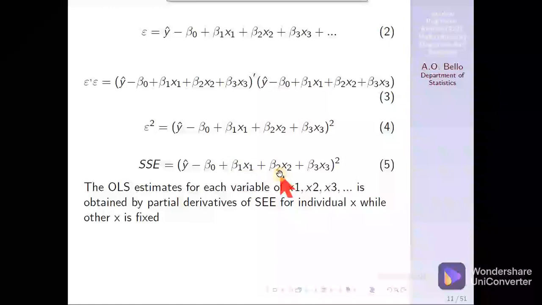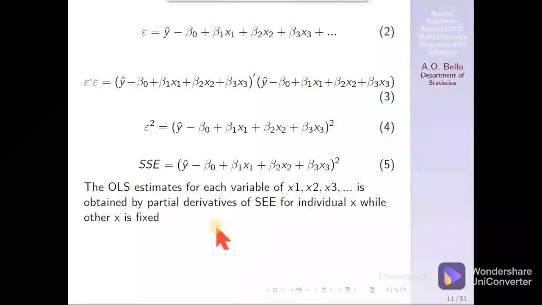When it comes to the turn of beta 2, we are going to do a partial differentiation of this sum of squared error with respect to beta 2, while all this one is being held constant, this is being held constant, being fixed. So this will be the uniquely estimated parameter. The same thing for beta 3. So this estimation is based on the assumption of the independence of these variables. But in practice, when they are not independent, it is going to affect the estimate we are going to have. The reliability of our estimate will be questionable.